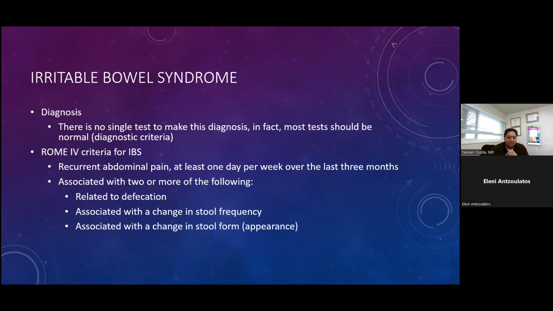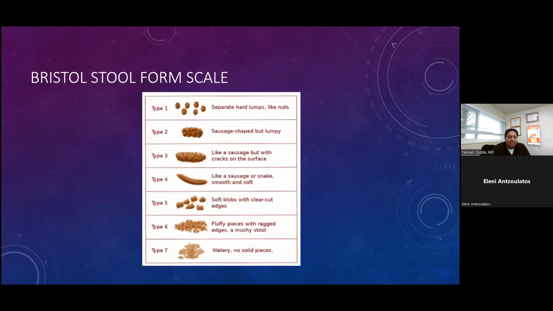Like the appearance of the stool. So sorry about that. So what does that mean, the stool frequency and stool form? There's this stool chart, so to speak, and patients really love it. For me, I don't think you really need this, but the Bristol Stool Form Scale kind of gives you descriptive terms of what stool should and should not look like.